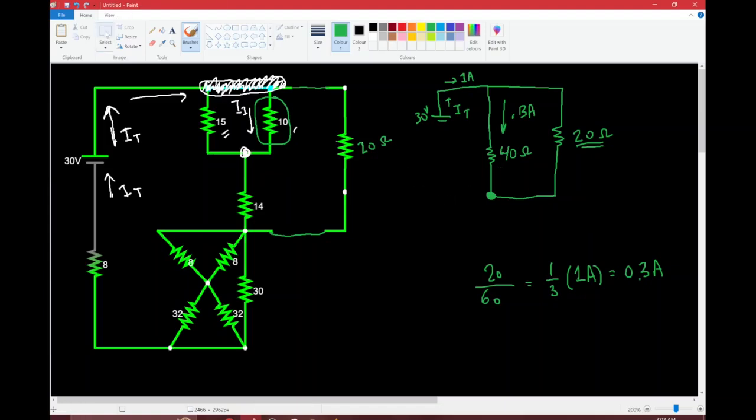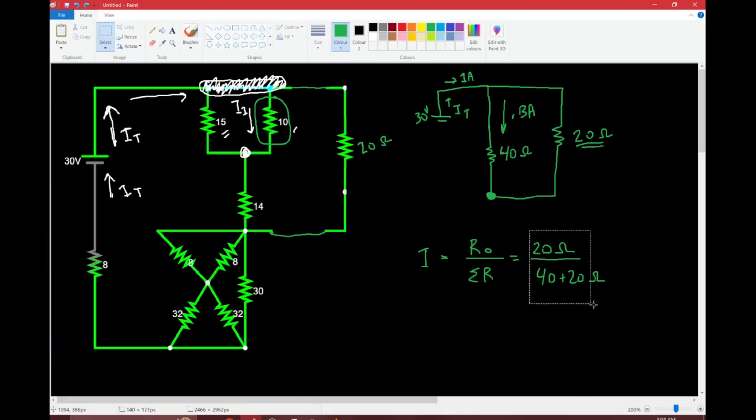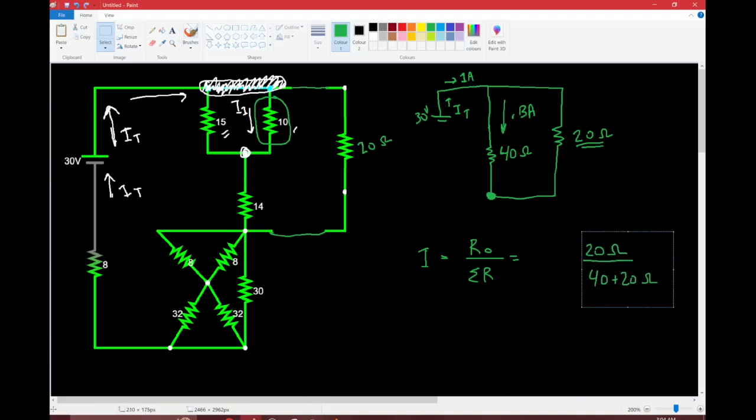Now you might be wondering where I got all those numbers from, so let me do that a little bit more slowly. So remember, the formula was I is equal to the resistance of the other path over the sum of the resistances. So the resistance of the other path is 20 ohms, and the sum of the resistances in this case would be 40 plus 20 ohms. And again, I forgot that with this formula you need to include the incoming current.